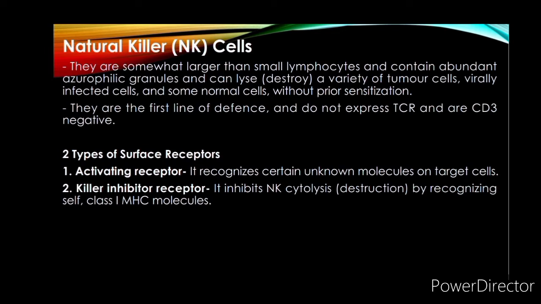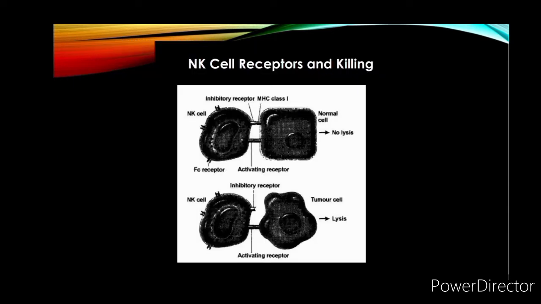So as for this figure, this shows the natural killer cell receptors and killing. So normal cells are not killed because inhibitory signals from MHC class 1 molecules override or dominate activating signals. So in tumor cells or virus-infected cells, reduced expression or alteration of MHC molecules interrupts the inhibitory signals, allowing activation of the natural killer cells and lysis of target cells.